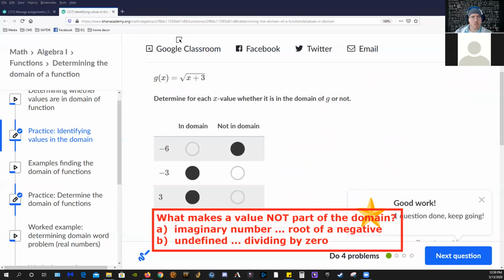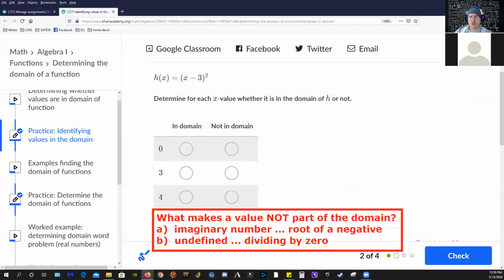Let's try the next one. Chad, just go ahead and stop me if you need me to. Okay. So what would make this not part of the domain? If the x values right here, these are our x values, if they make something imaginary or undefined, we're no good.